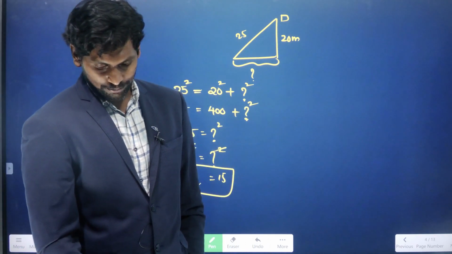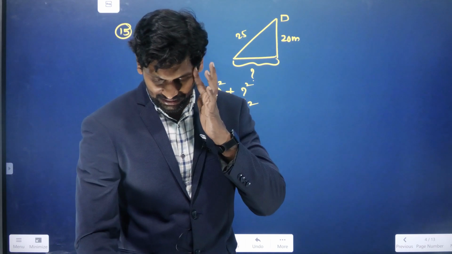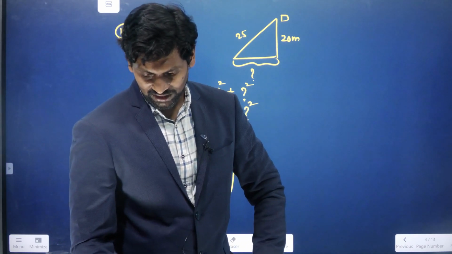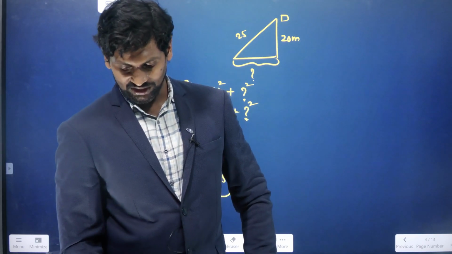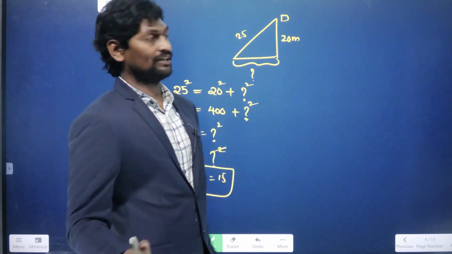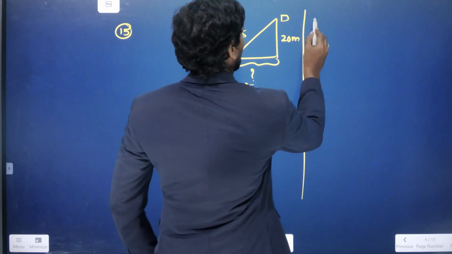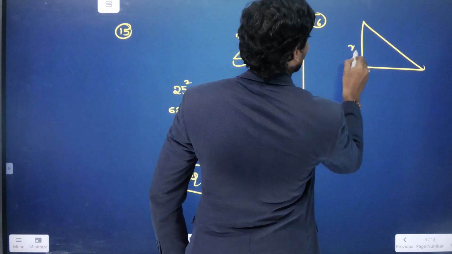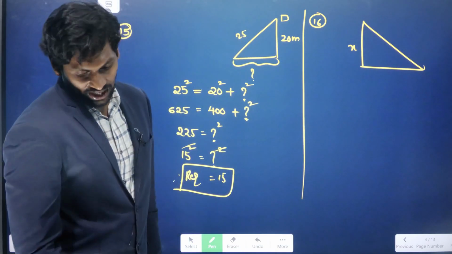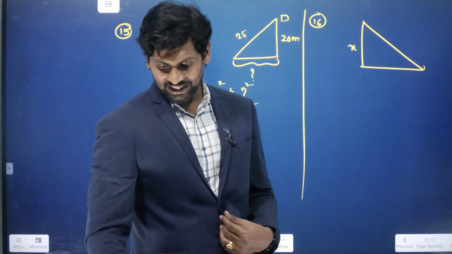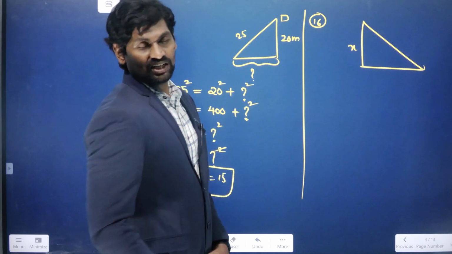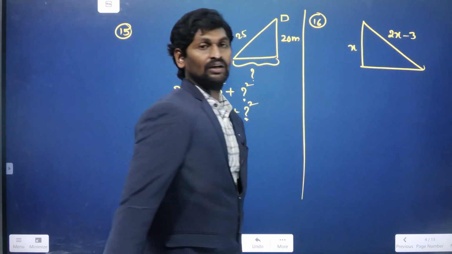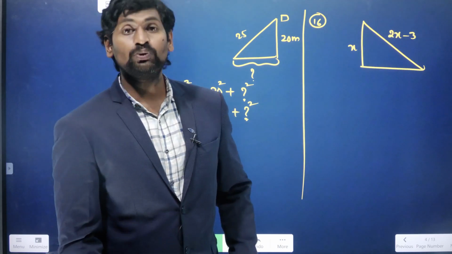So let us move on to the next problem. The hypotenuse of a right angle triangle is 3 centimeters less than twice the length of the shorter side. This time it is "3 less than." I am taking the right angle triangle like so, with the shorter side as x. The hypotenuse is 3 less than twice the length of the shorter side. Twice the length means 2x, and 3 less, so we should take 2x minus 3.